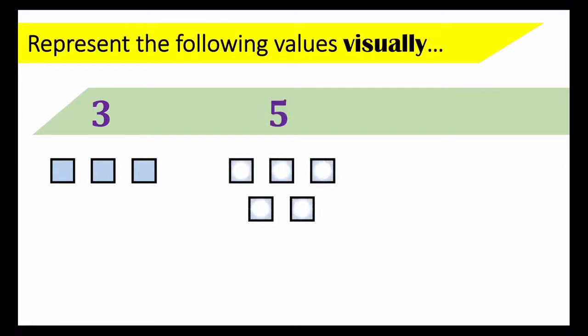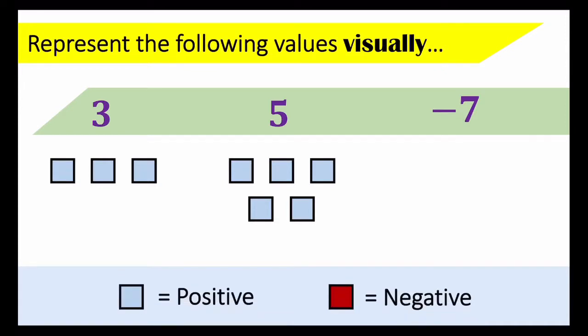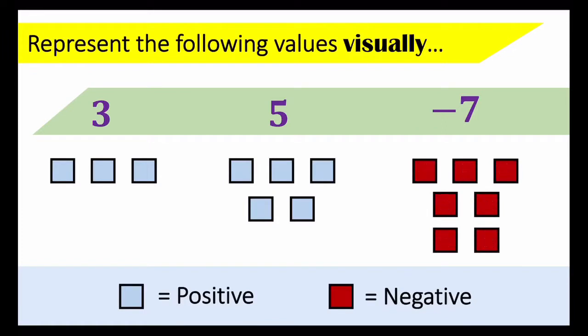Now we can show 5 with 5 squares. And negative 7. Well, it is negative. I owe 7 squares now. So I need to color code to represent something I owe instead of something I have. So here's my color code. I'm using red for negative. So I'm in a deficit of 7 squares.